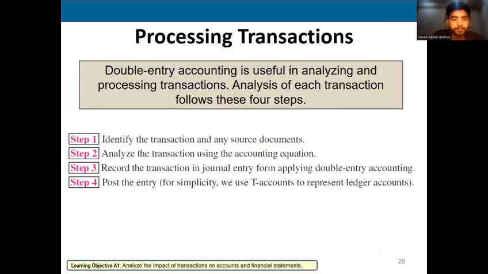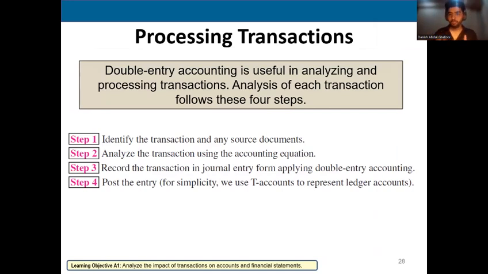Analyzing the impact of transactions on accounts and financial statements. We have done the first two steps by now. We are on the third step. Double entry accounting is useful in analyzing and processing transactions, and each transaction follows these four steps. In financial accounting, whenever any event occurs, it is going to impact more than one account head.